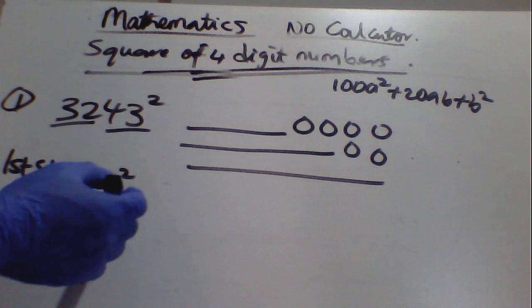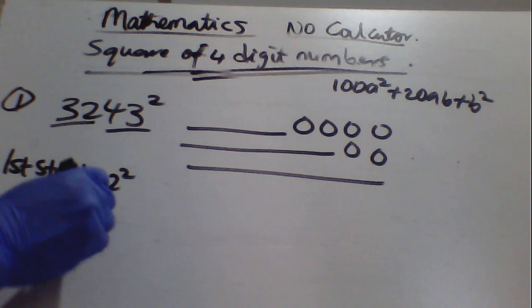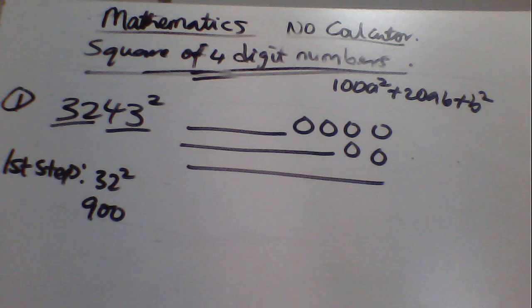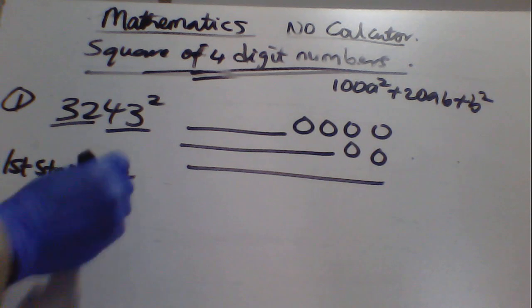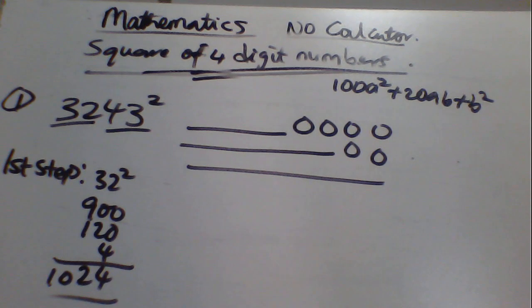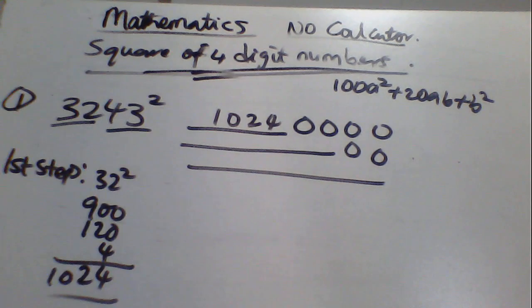So using the method you have learned, square the first one, times it 100 will give us 900. 3 times 2 will give us 6, times 20 will give us 120. Square the last one will give us 4. You add up, this gives us 1024. You write it here, 4201. That is the first thing.